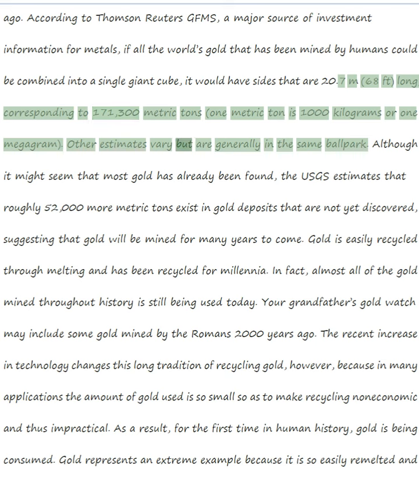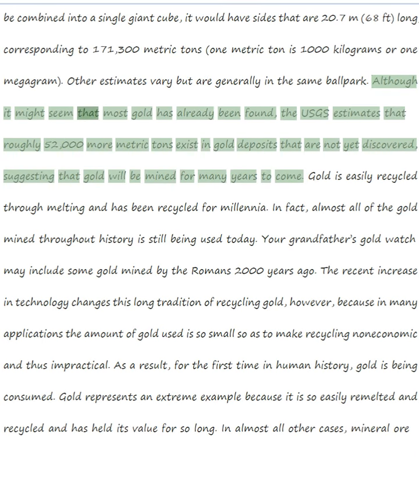Other estimates vary but are generally in the same ballpark. Although it might seem that most gold has already been found, the USGS estimates that roughly 52,000 more metric tons exist in gold deposits that are not yet discovered, suggesting that gold will be mined for many years to come.